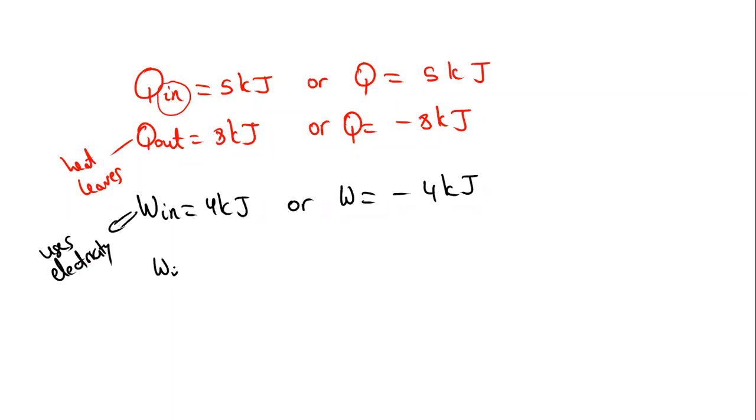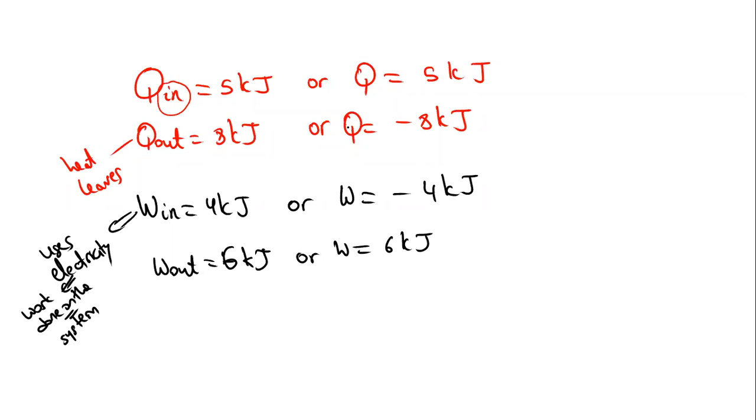Or I can say work out, and it will be negative. It uses electricity, or this one can be work done on the system. This one is very important: work done on the system. And when I say work out is, for example, 6 kilojoules, or I can say that work is 6 kilojoules.